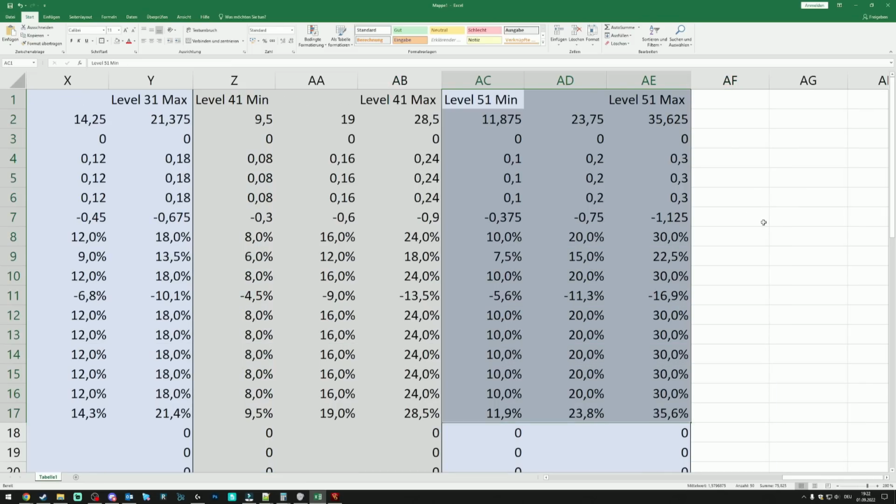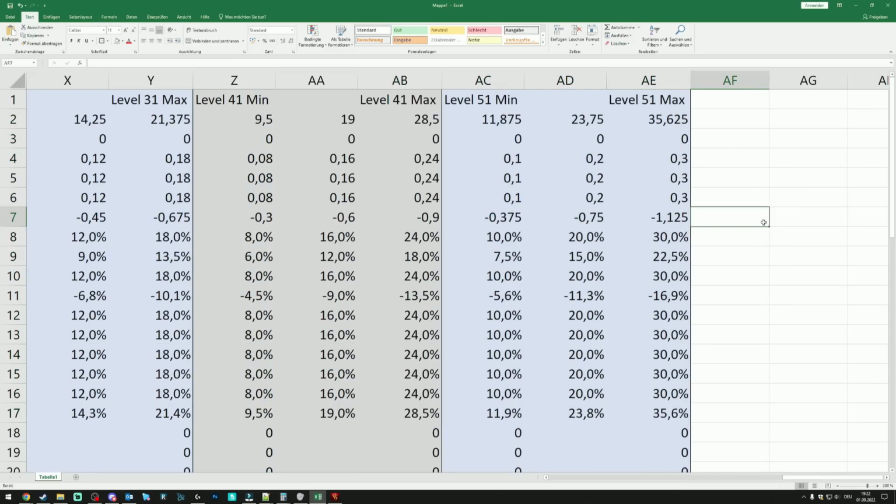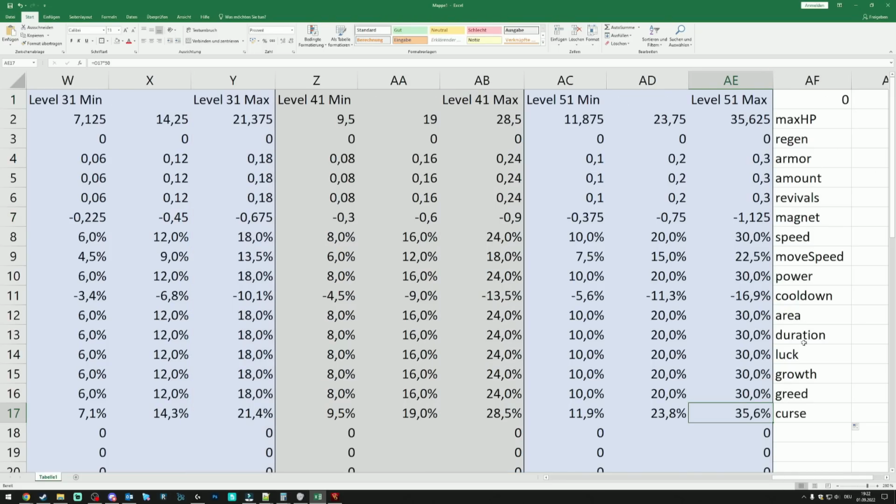And I think this is the really interesting part where you can understand how most of these stats scale. In fact, I just copied over whatever they are. And for example, magnet is just decreasing on average, while speed is at a 30% on average if you have the 1.5. I guess it would be more reasonable to go for the middle column. So let's take these ones. HP tends to always go up, regeneration tends to stay at zero.